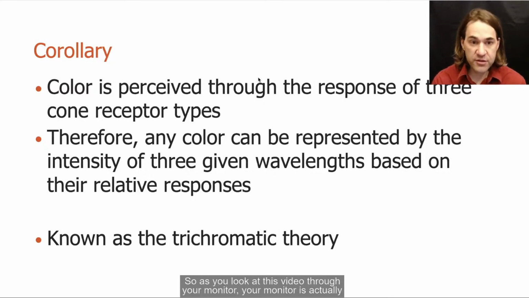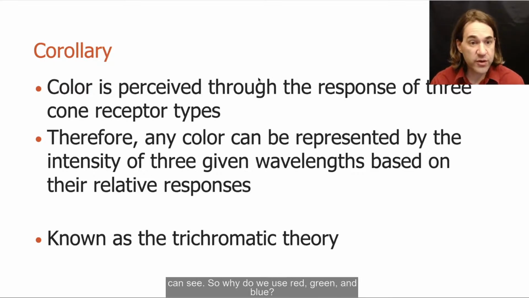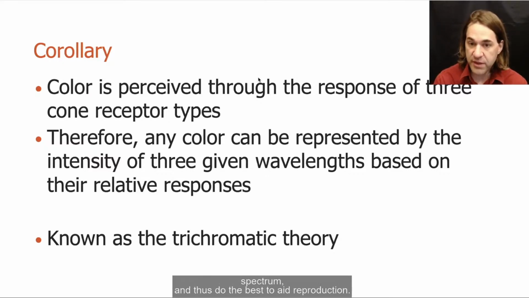So as you look at this video, your monitor is actually emitting little dots of red, green, and blue light that are being mixed together to form most of the colors that your eye can see. So why do we use red, green, and blue? Well, it's because they're the 3 most separated colors in the visible spectrum, and thus do the best at reproduction.